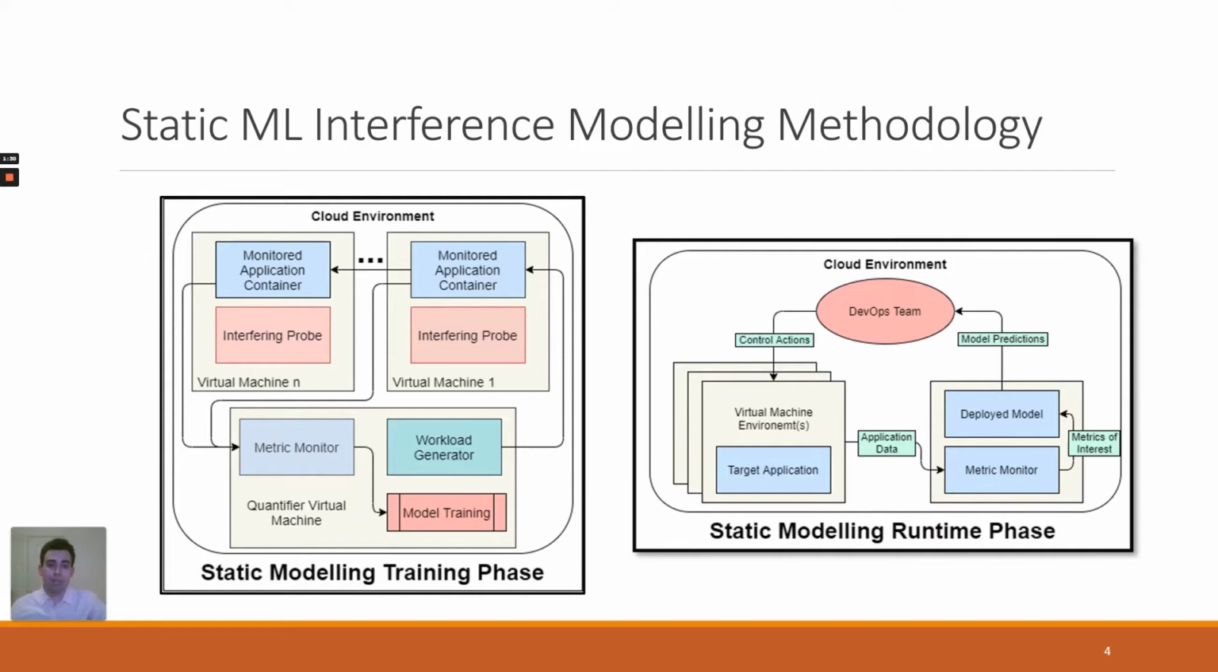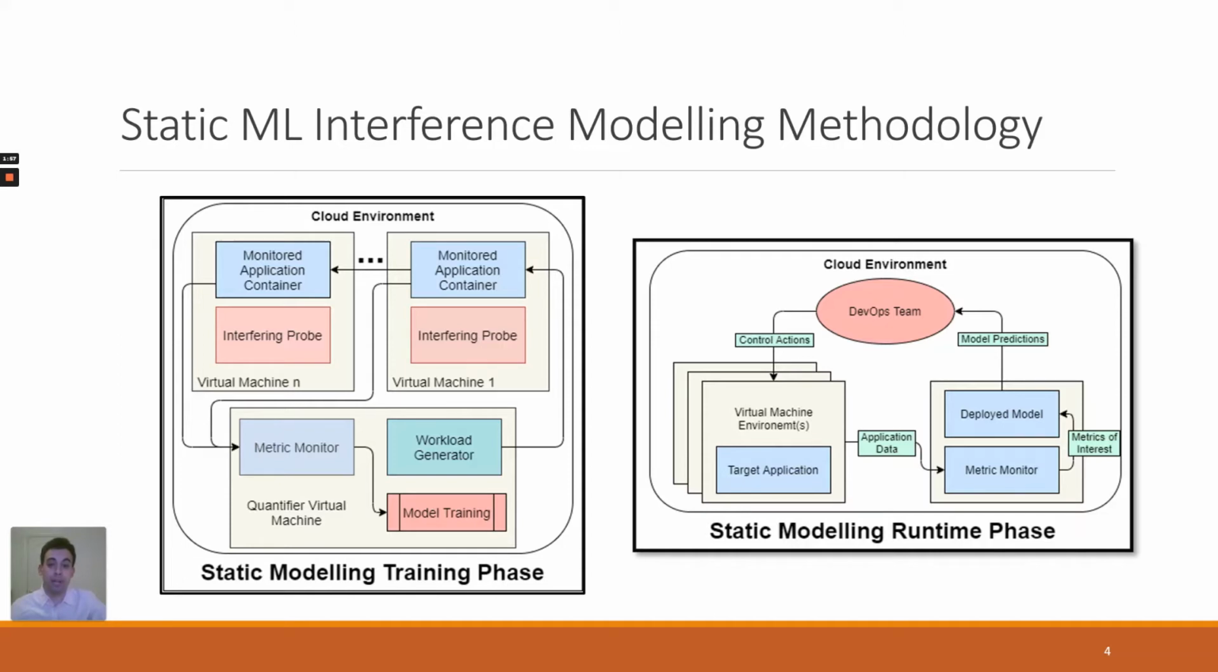Techniques for interference modeling are either static or dynamic. The figure presents the high-level overview of our static interference modeling technique. The target monitored application consists of multiple tiers of microservices. Interfering applications can be co-located on the same virtual machines as the target application. As seen in the figure, our technique runs in two phases.